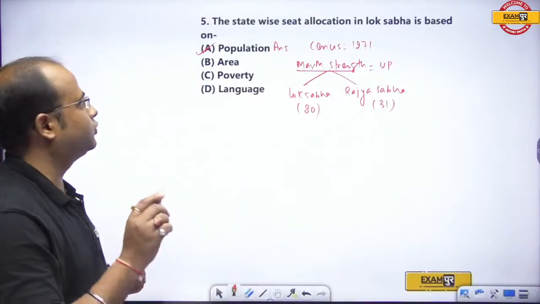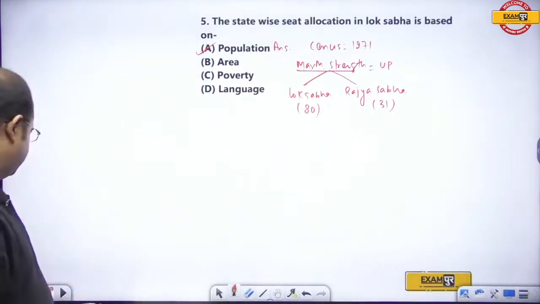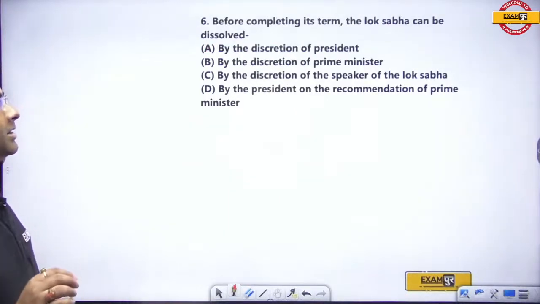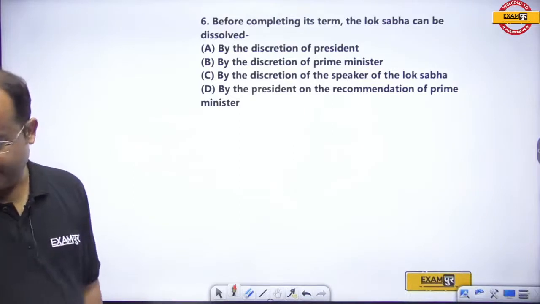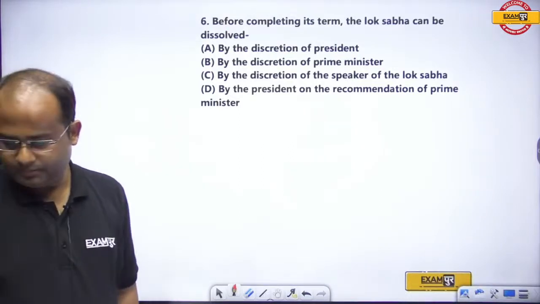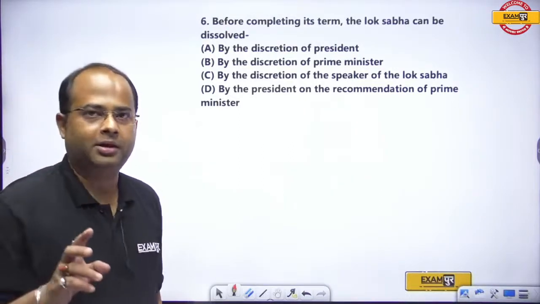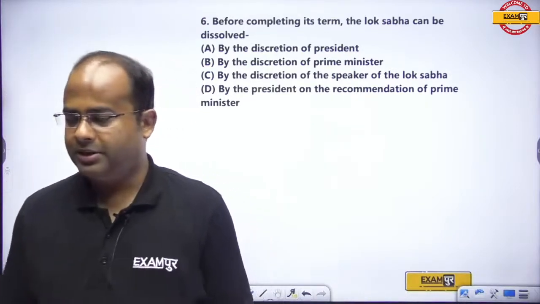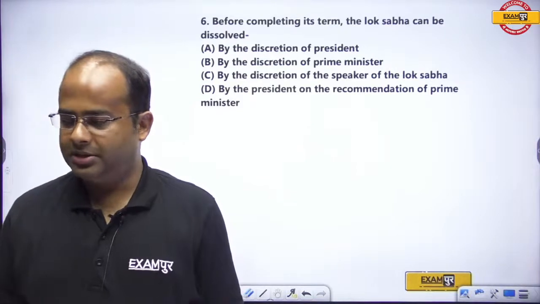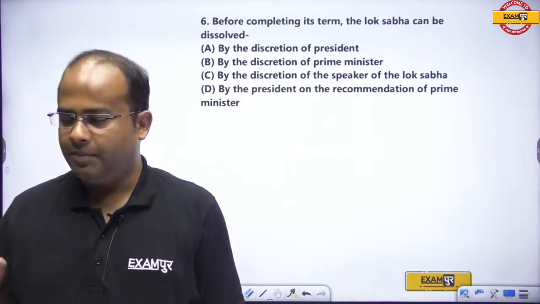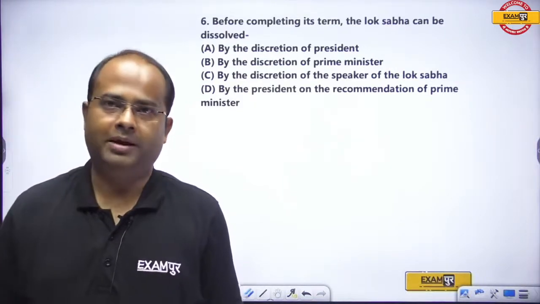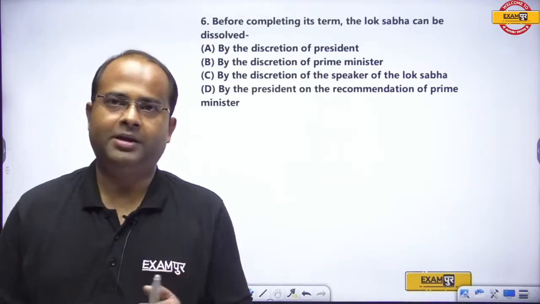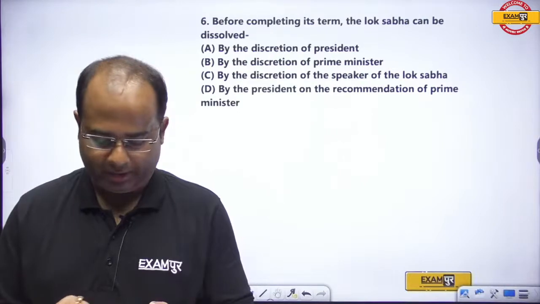Now guys, let's move to the next question. Before completing its term, the Lok Sabha can be dissolved by: the discretion of the President, the discretion of the Prime Minister, the discretion of the Speaker of Lok Sabha, or the President on recommendation of the Prime Minister. So on what basis can the Lok Sabha be dissolved before completing its term?